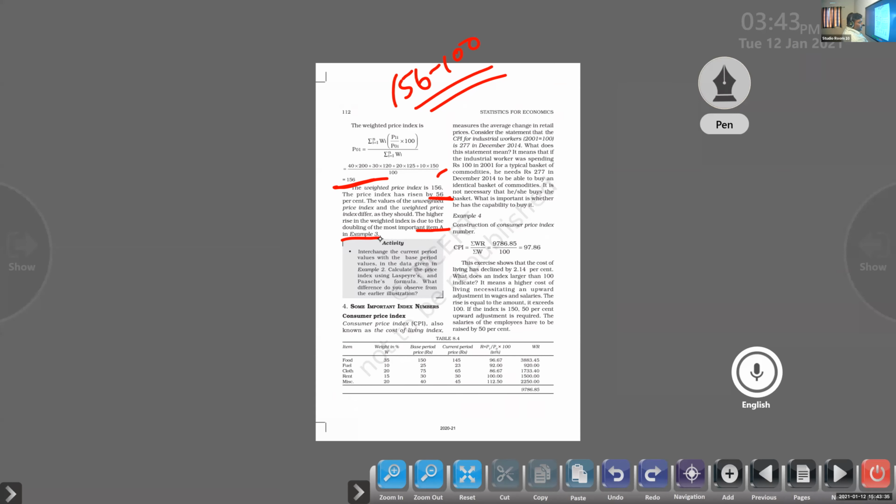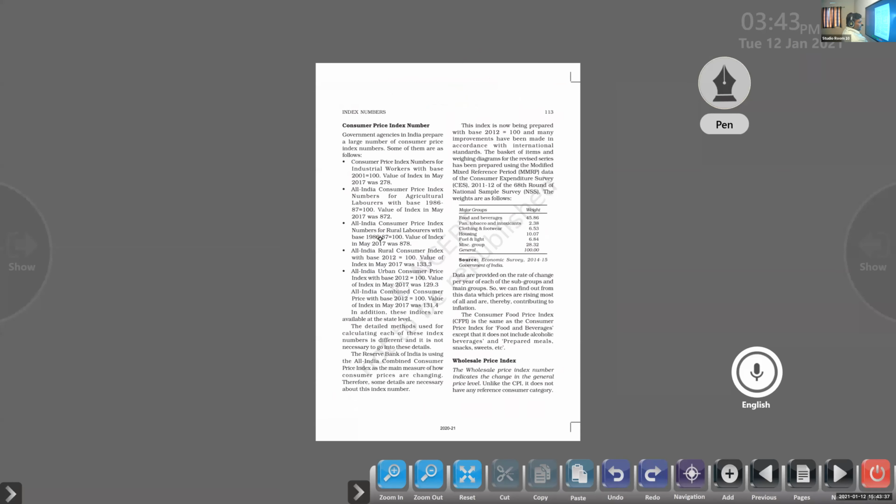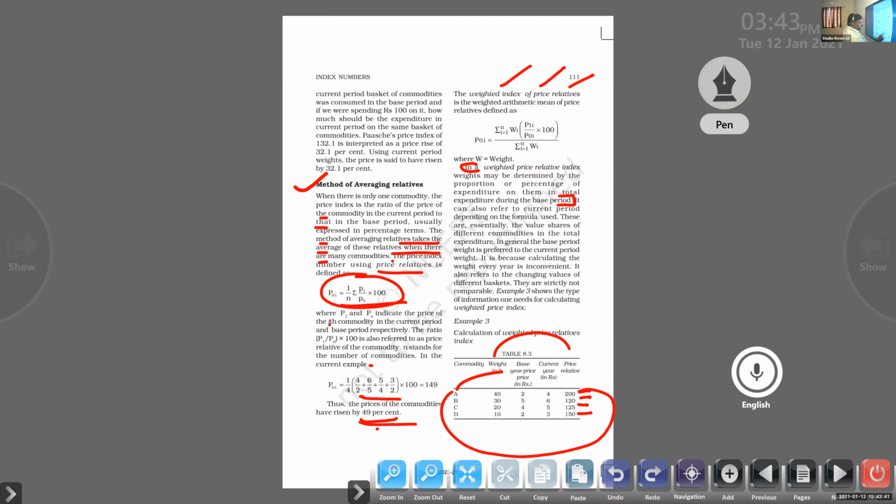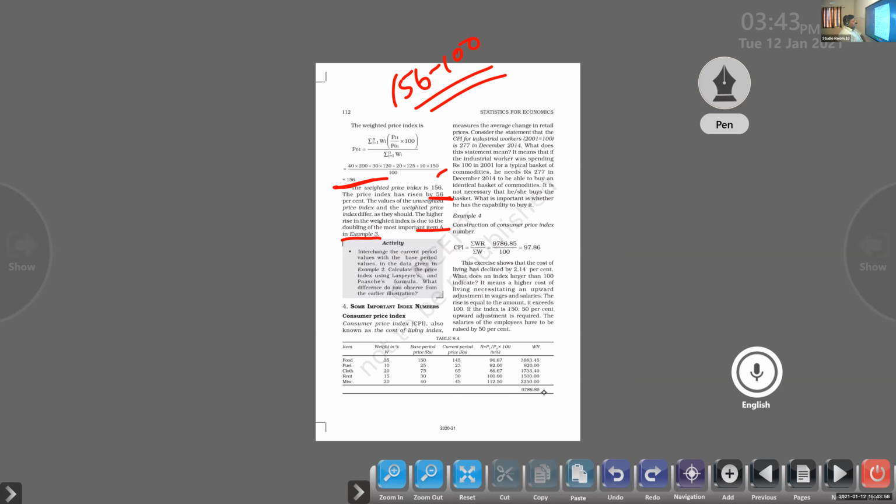So the entire price index has changed because the most important item in this bundle is item A. Its weight is 40% and its price relative is 200. Because of that item, the price index of that particular basket increased. Is that clear? Okay, so moving forward.